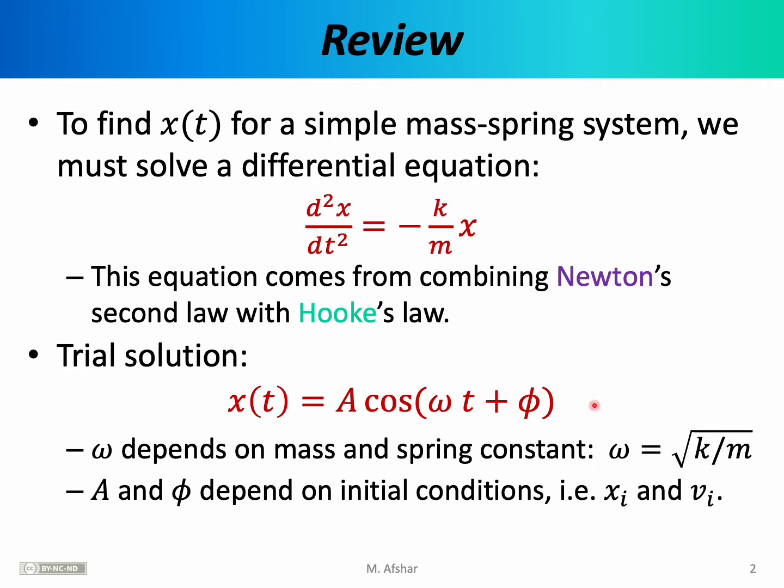This function has 3 important parameters: A, which is known as amplitude, omega, which is known as angular frequency, and phi, which is known as phase constant. Omega is easy to calculate. It is the square root of the spring constant divided by mass. A and phi can be a little more challenging to compute. They depend on the initial conditions of the system. More specifically, they depend on the initial position of the object at t equals 0 and its initial velocity.